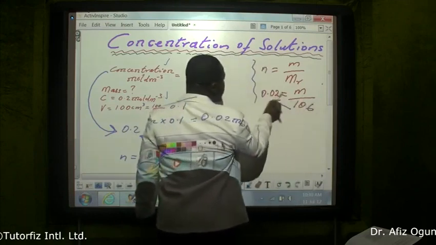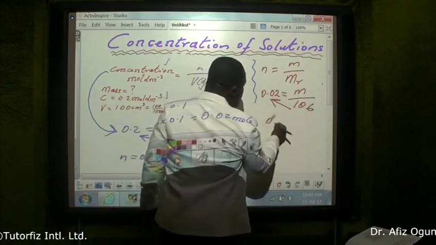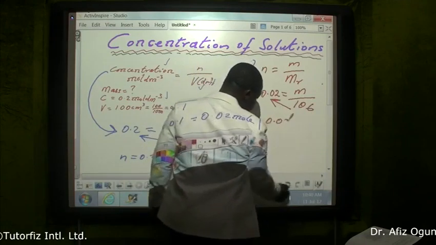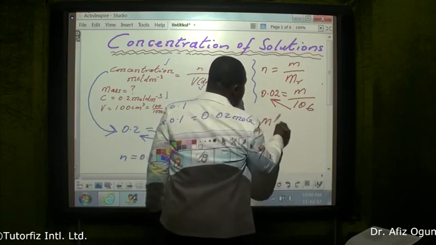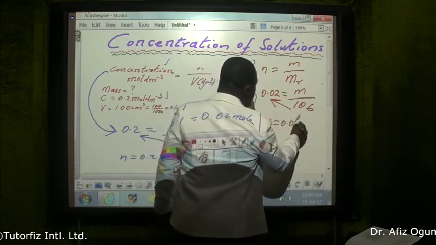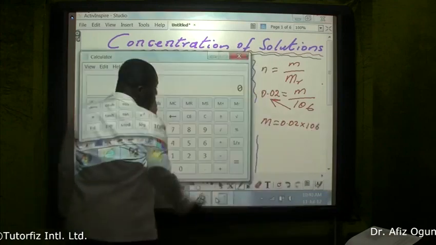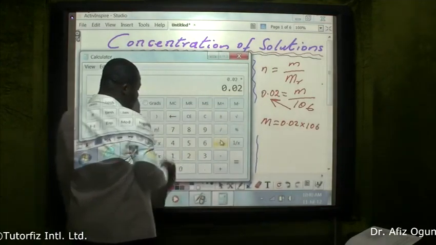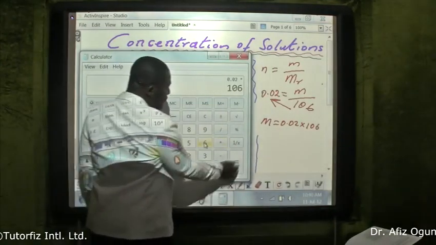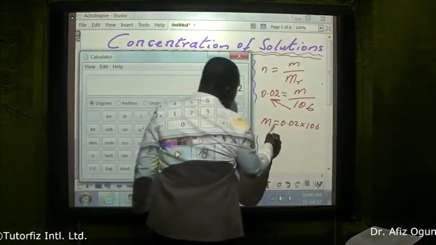What am I looking for? I'm looking for mass. So I have 0.02 equals mass over 106, so mass equals 0.02 multiplied by 106. Easy. 0.02 multiplied by 106 equals 2.12 grams.